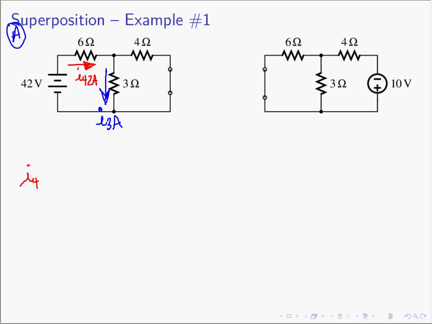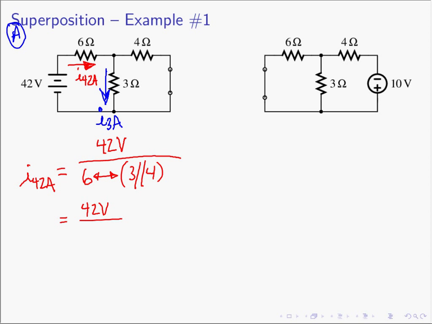I42A is the current from the 42 volt source, A because it's the A sub-problem. What is that current? Well, we have a 42 volt voltage source, and what resistance does it see? It sees 3 in parallel with 4, and all that is in series with 6. When you take 6 series 3 parallel 4, you'll find that works out to be about 7.7 ohms, which means we have 5.44 amperes for I42A. So this current right there is 5.44 amperes.